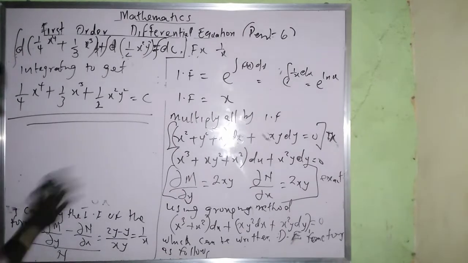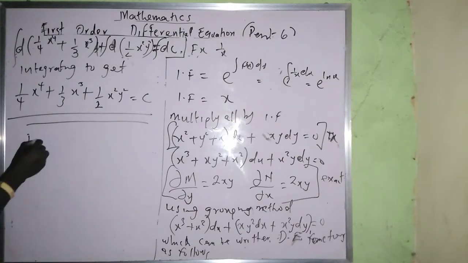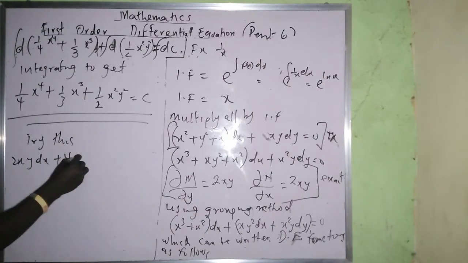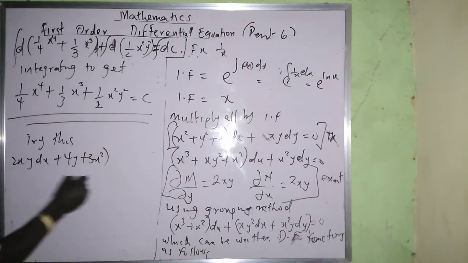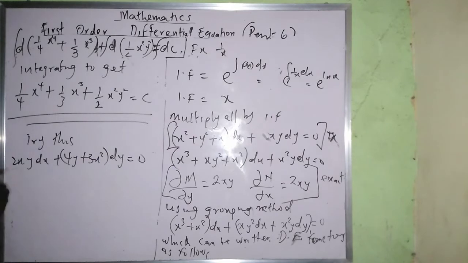That is just it. Now, before we move on to the next one, try this. You'll be working along the second method here, which is just: try this. 2xy dx plus (y plus 3x squared) dy equals 0. That is my final answer. Try this. It will lead you to the second method, which is our second approach.